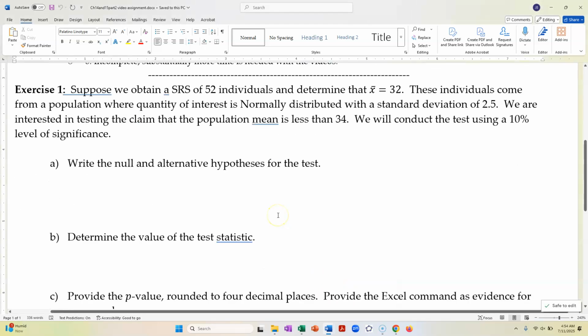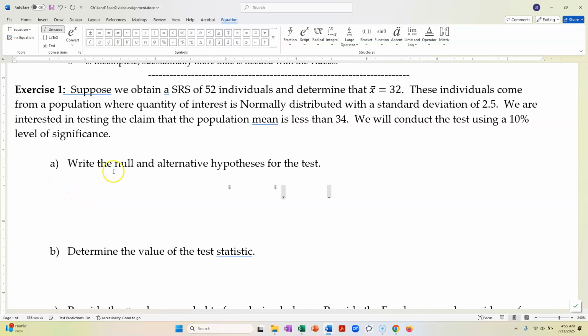So part 2 is now where we do the one sample z-test. We have an SRS of 52 individuals, determine that x bar is that. Individuals come from a population where the quantity of interest is normal, standard deviation of 2.5. We are interested in testing the claim that the mean is less than 34, conducted tests using 10% level of significance. Null and alternate. Okay, so we have null.